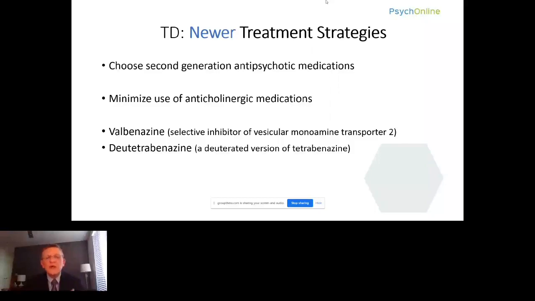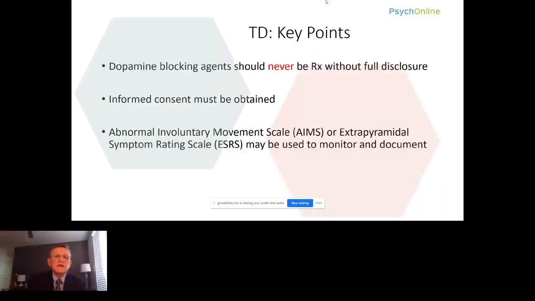There are 2 FDA-approved medications for the treatment of tardive dyskinesia, valbenazine and its deuterated version. But I want you to be aware and make sure your patients are aware that basically these medications in most cases improve things by 40 to 60%. They don't necessarily make the tardive dyskinesia go away. They may just ameliorate some of the symptoms.